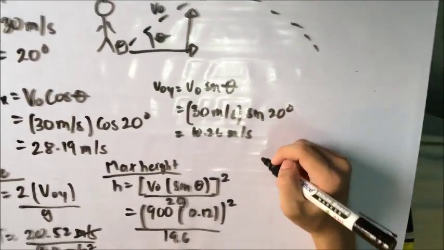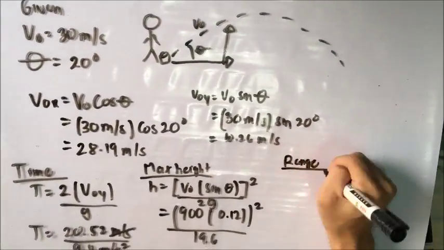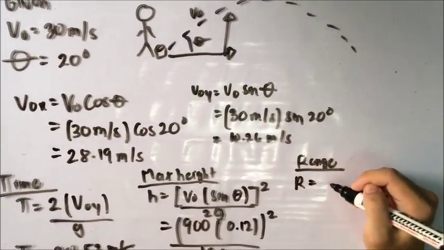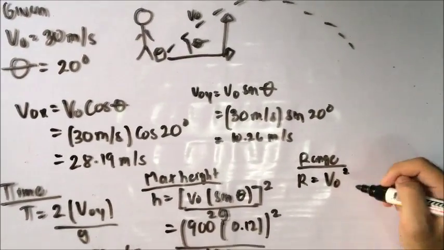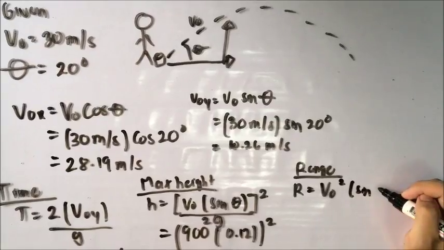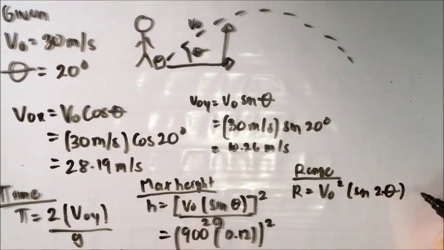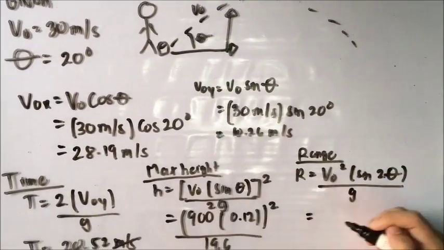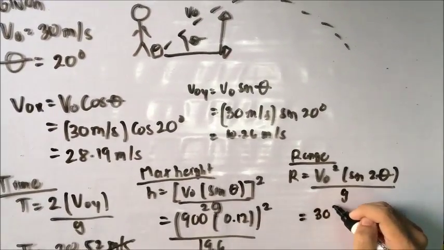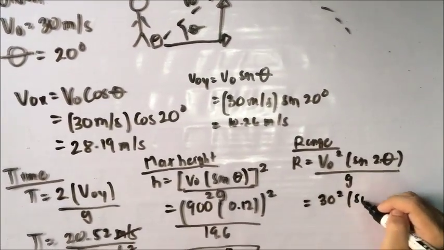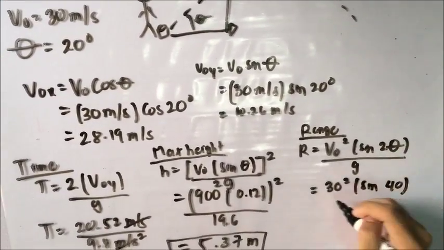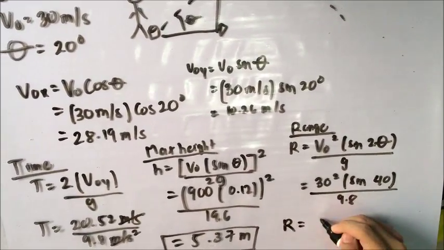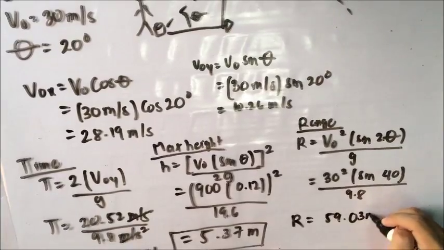Then the last one is the range. To find the range, we need to write the formula R is equal to initial velocity squared times sine 2 times theta, all over the value of gravity, equals 30 squared times sine 40 over 9.8. The answer would be 59.03 meters.